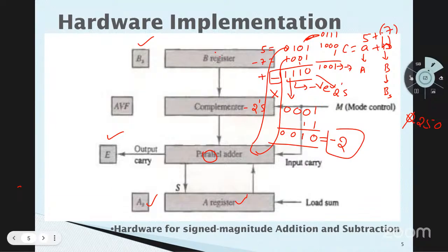ఎలా యాడ్ చేసాం మనం? 1 + 1 0. That is called the parallel addition. అంటే ఈ పొజిషన్ ఉన్నదాన్ని ఈ పొజిషన్ యాడ్ చేస్తున్నాం, నెక్స్ట్ పొజిషన్, నెక్స్ట్ నెక్స్ట్ నెక్స్ట్ అండ్ లాస్ట్. దట్ ఈస్ కాల్డ్ ద parallel addition. So we are performing the parallel adder. So this is the hardware structure for the to perform addition and subtraction, right? Is it clear?